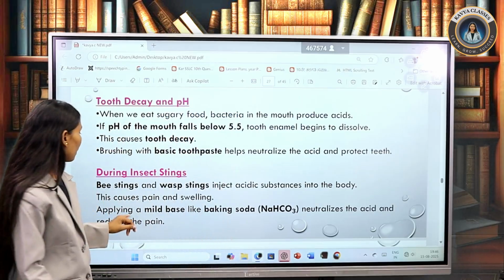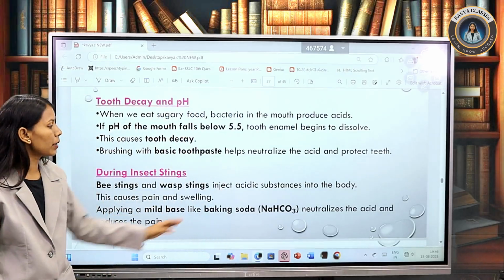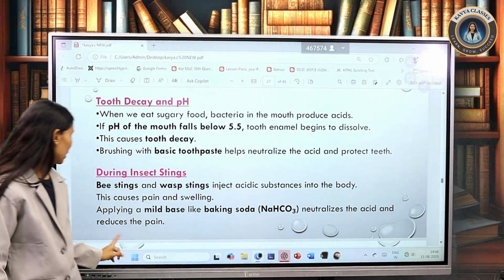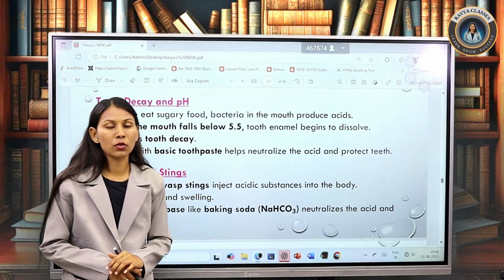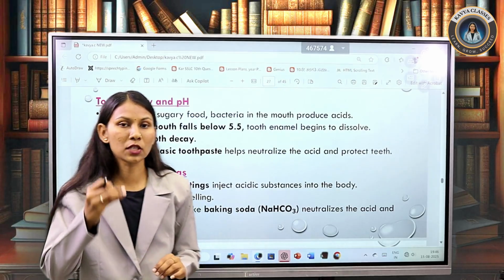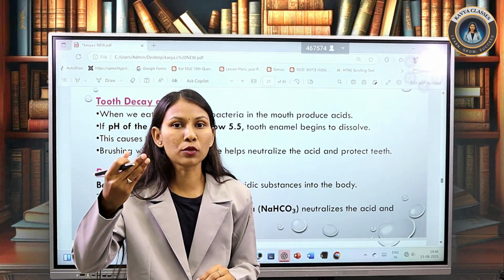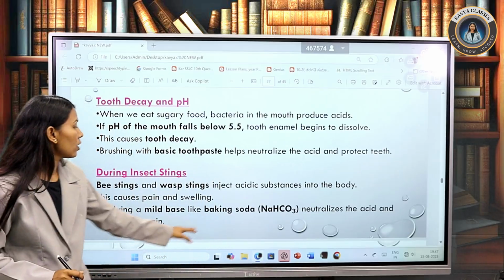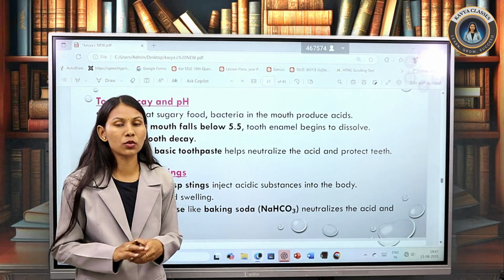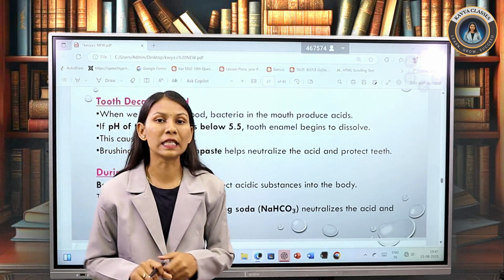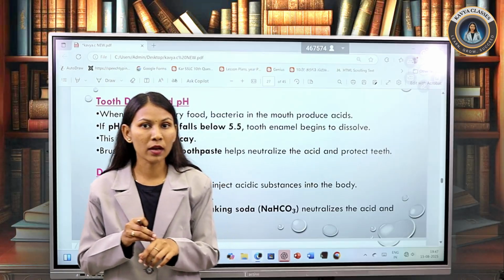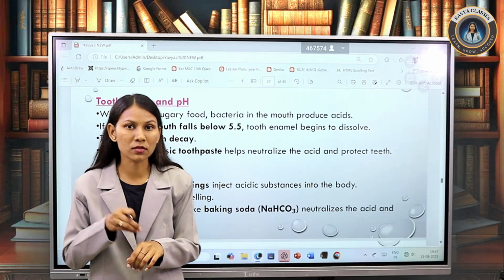Okay. Applying a mild base like baking soda, that is NaHCO3, neutralizes the acid and reduces the pain. So in such cases, if the acidic property is increased, what do we have to do? We have to apply a mild base like baking soda, which reduces the irritation or itchiness as well as swelling in the area where the insect stung.